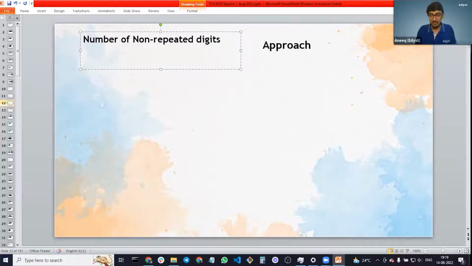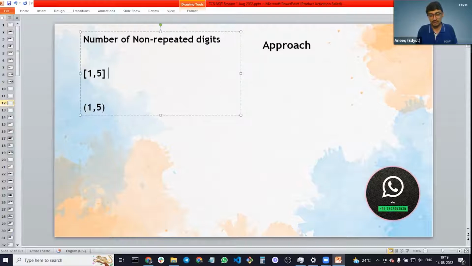Okay. Now, number of non-repeated digits. Before I come to this, can anybody tell me the difference between these two? In this, what numbers are we talking about? And in this, what numbers are we talking about? Assume integers. First one includes 1 and 5. Very good. So 1, 2, 3, 4, 5. And the second one doesn't include 1 and 5. Very good. So it's just going to be 2, 3, 4. Right? Super. Assuming integers only. Very good. So you remember your maths.